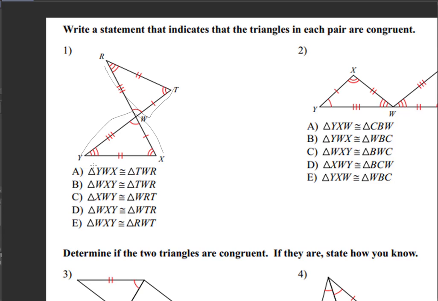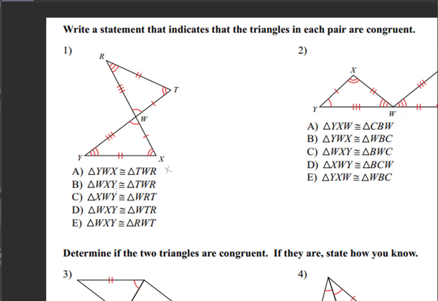Well, let's think about this. If Y is the first one listed, then that has to correspond with the first one listed in the other one, which is T. And as you can see, those are not the same angles. They're not congruent to one another. So that could not be the way that that's listed out. So let's go to the next one.